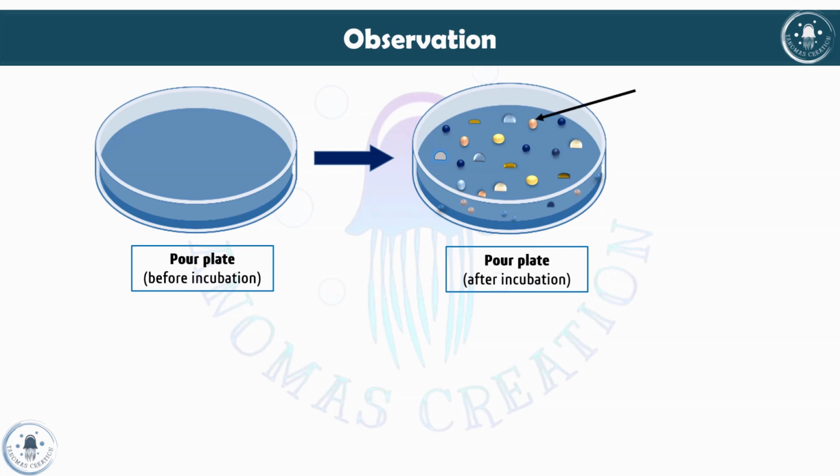So here you can see that some of the microbial colonies have grown on the surface. So these are the colonies that are grown on the surface. These are the aerobic bacteria. They generally need oxygen, therefore they grow on the surface of the media, right.